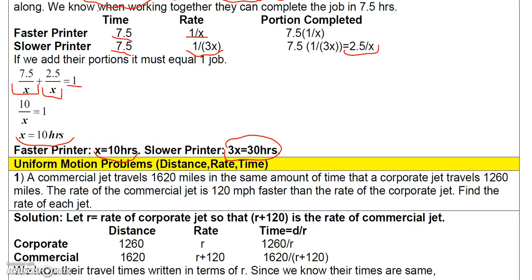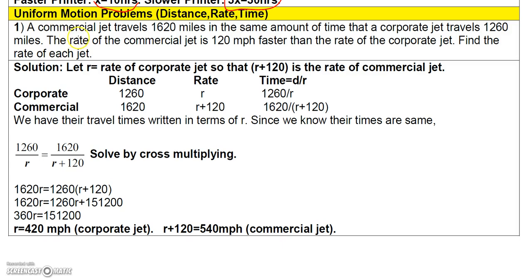Okay? The next example is uniform motion problems. So we have a commercial jet that goes 1,620 miles in the same amount of time that a corporate jet travels 1,260 miles. The rate of the commercial jet is 120 miles per hour faster than the rate of the corporate jet. Find the rate of each jet.